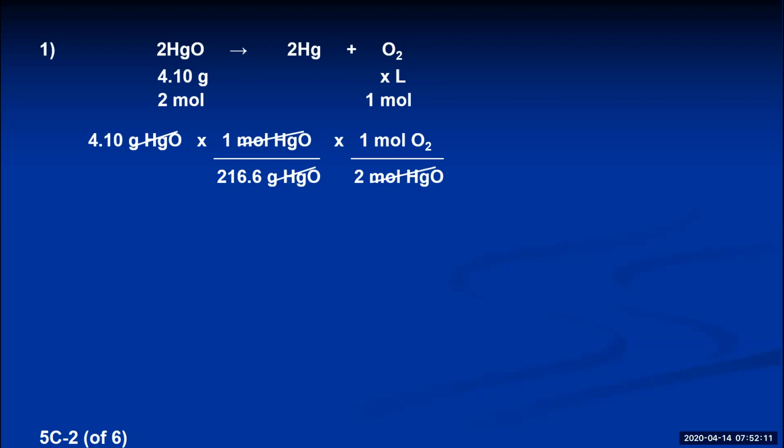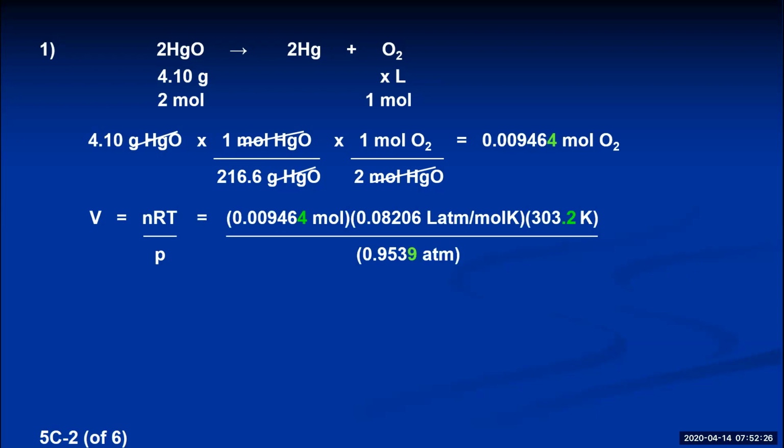Because this is a gas volume, I'm going to calculate, therefore, the moles of oxygen at this point in the calculation. And then I'm going to go to PV equals nRT, and I'm going to solve it for V. And we'll plug in all the relevant data for oxygen. We've calculated the moles of oxygen to be 0.00946 with a guard digit 4. We'll use the universal gas constant, 0.08206 liter atmospheres per mole Kelvin.